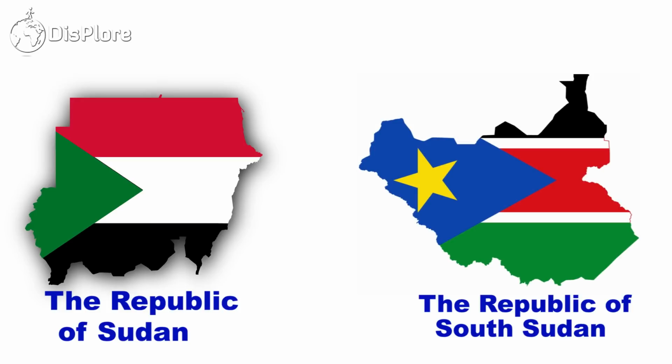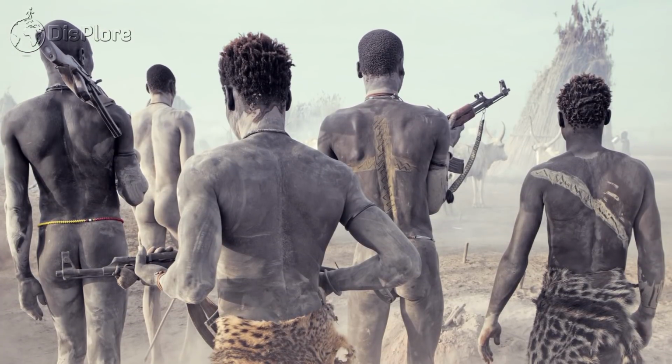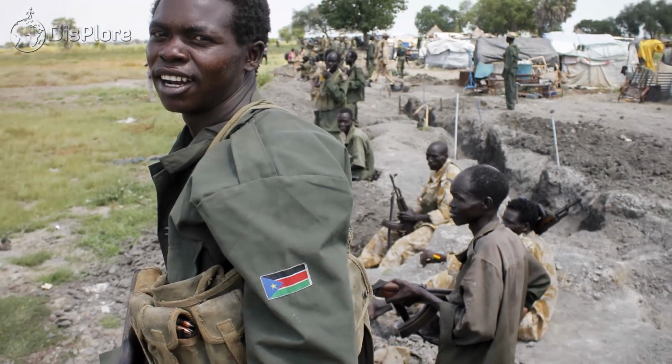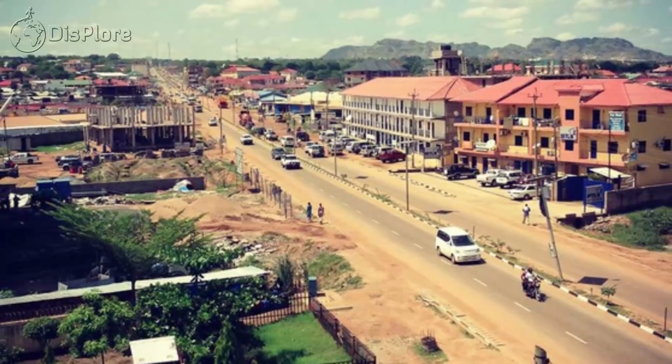Since gaining independence from Sudan, the intertribal conflicts that started in the 80s in the south continue to destabilize the country as of 2020. South Sudan is the poorest, most corrupt and overall worst country in Africa.